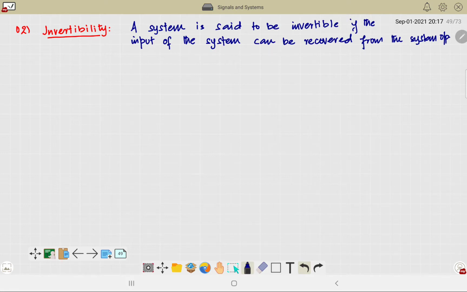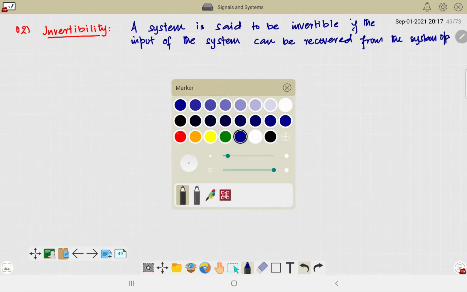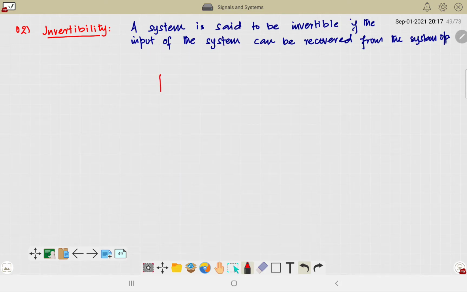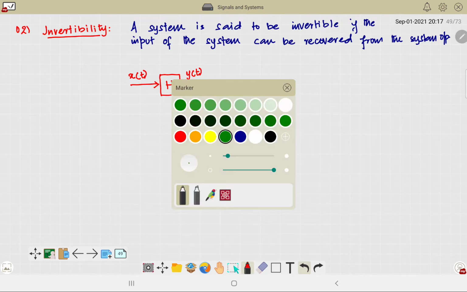So it is something like this. You have a system. I'm showing graphically. You have a system. It has a system property h. You're applying a signal x of t, and it will do some transformation, which we normally show as y of t. Right? Now, when this transformation is done, and I have the output y of t, if I want to derive my input back from this y of t, I need to do some inverse operation.